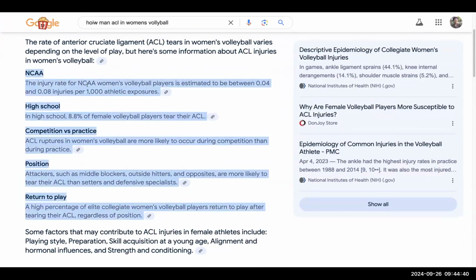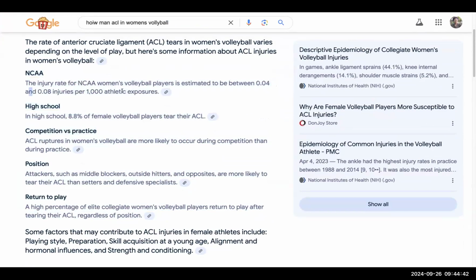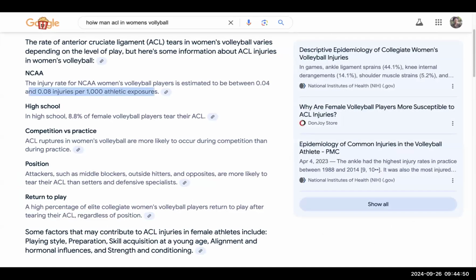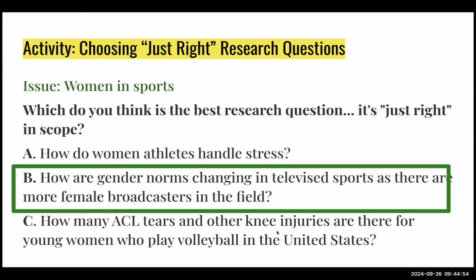Now I can check this number to make sure it's true, but this is not enough for an essay. How many tears? I already answered it. It's 0.1 per 1,000, 0.08 per 1,000 athletes, right? That's not enough for a research paper. That's just a fact. That's a number. That's literally the answer. There's no more to write about.